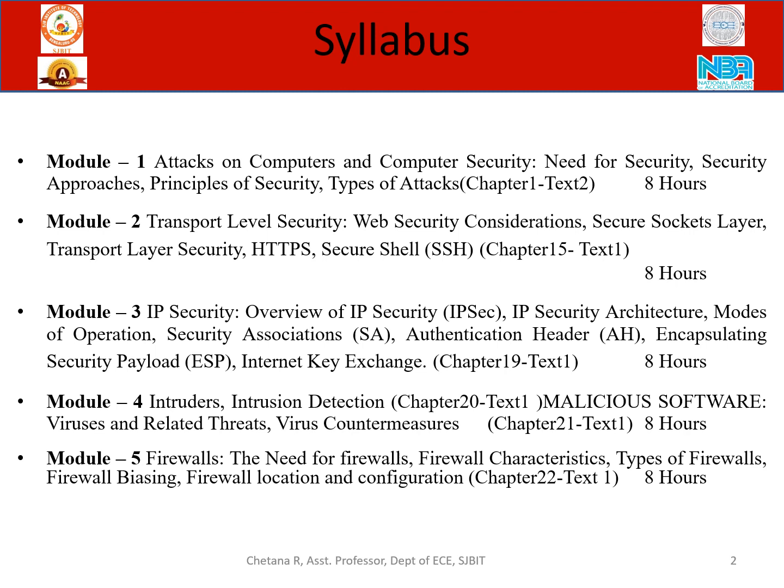And the fifth module is all about firewalls. Firewalls protect the network. Therefore, what is the need for firewalls? What are the characteristics of a firewall? What are the different types of firewalls? And where should we locate the firewall? What are the different configurations? Like this, we will be discussing various firewalls. So these are the five modules related to the subject called Network Security.